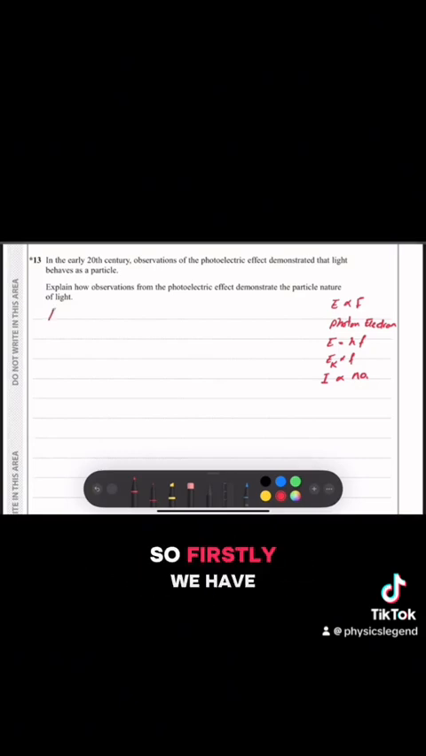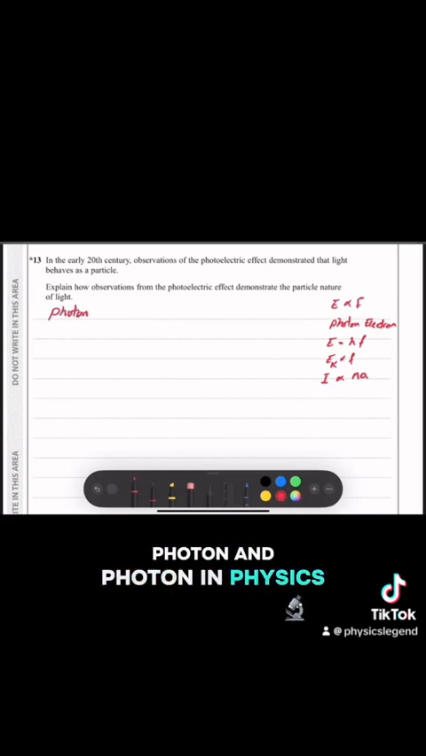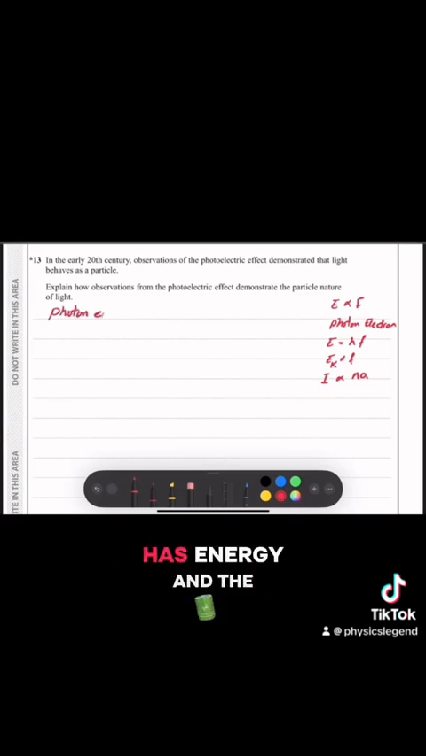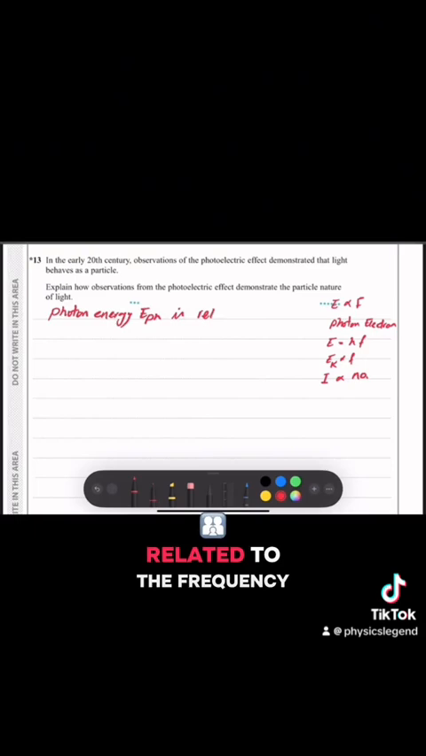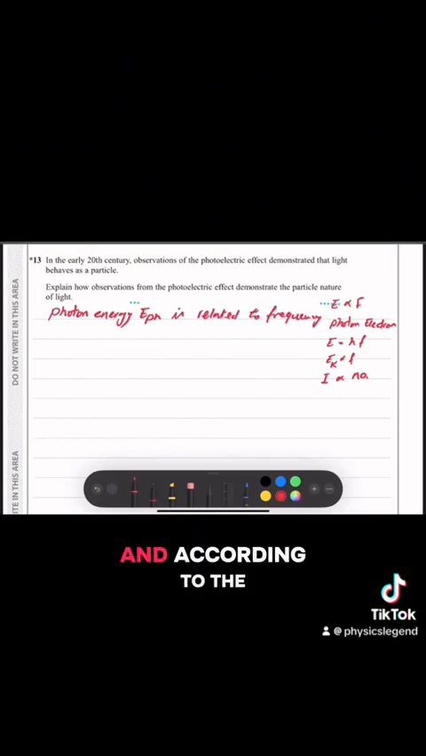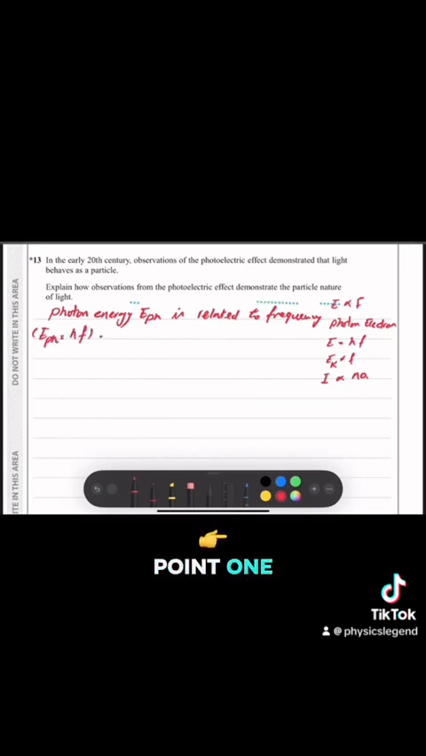So firstly, we have the photon, and a photon in physics has energy. The energy of the photon, which is E_ph, is related to the frequency, and according to the formula, E_ph equals hf. Remember, so I get point one.